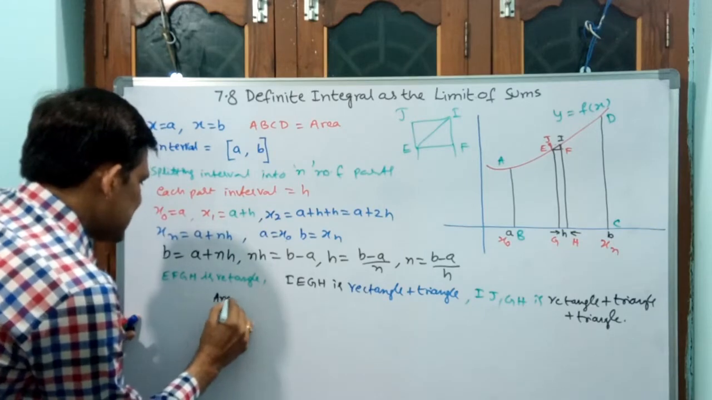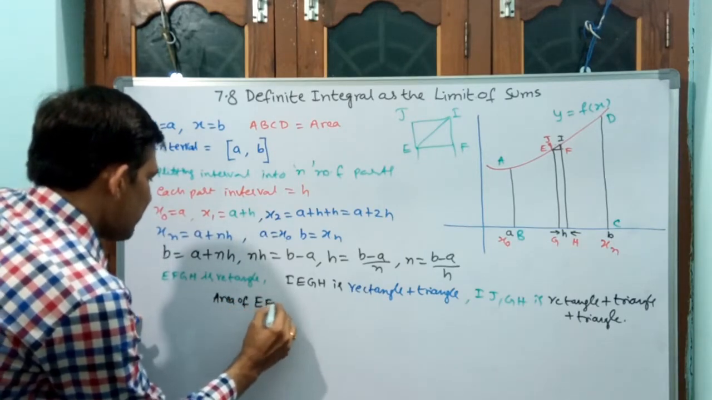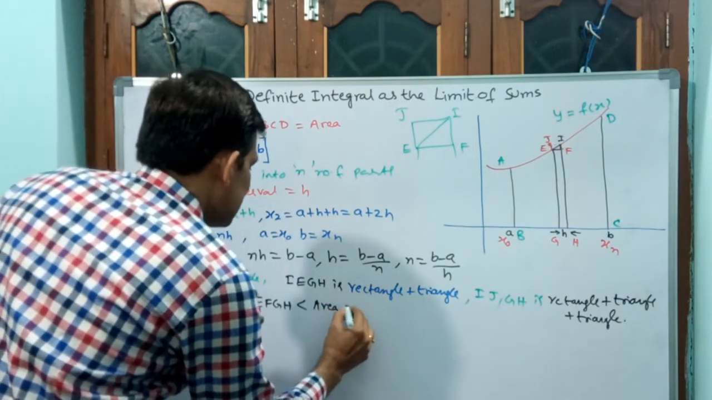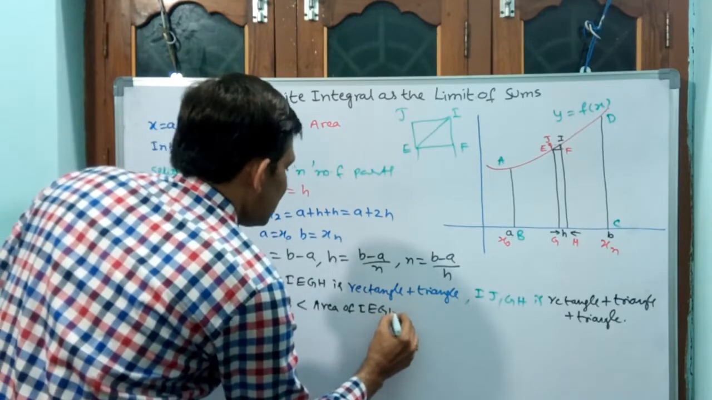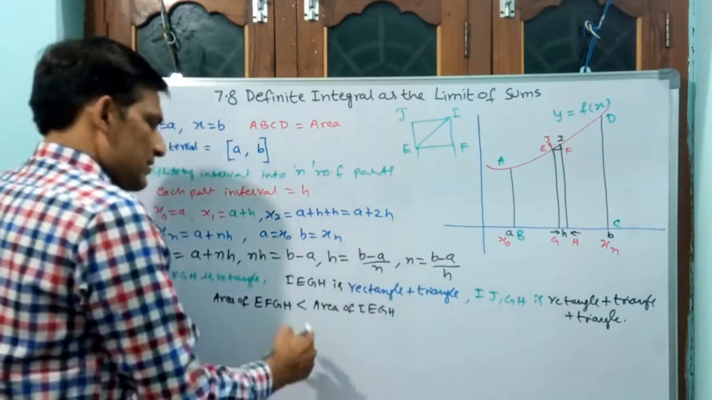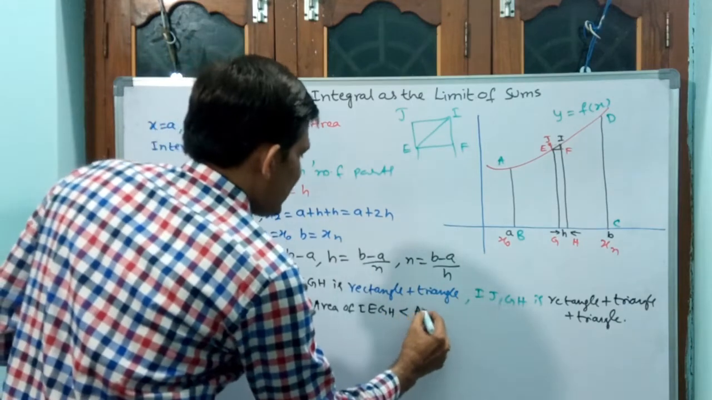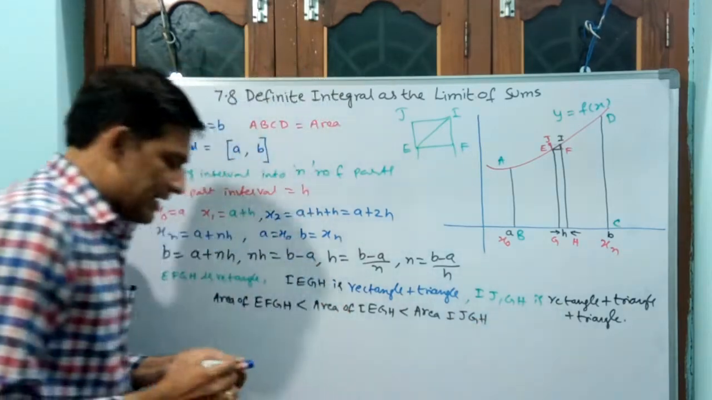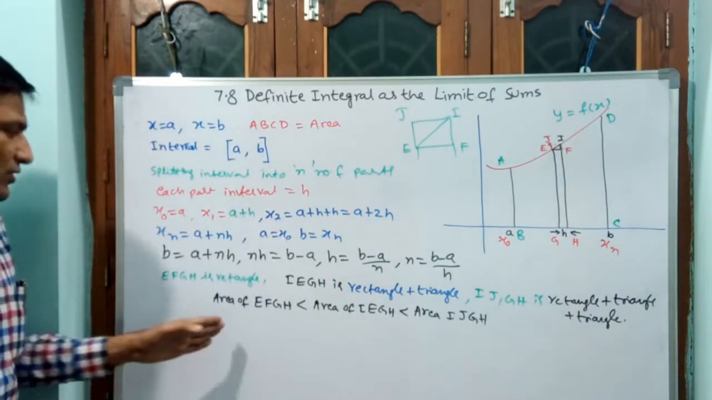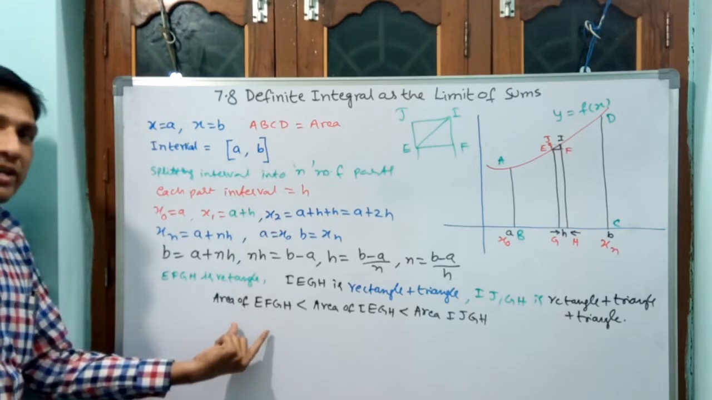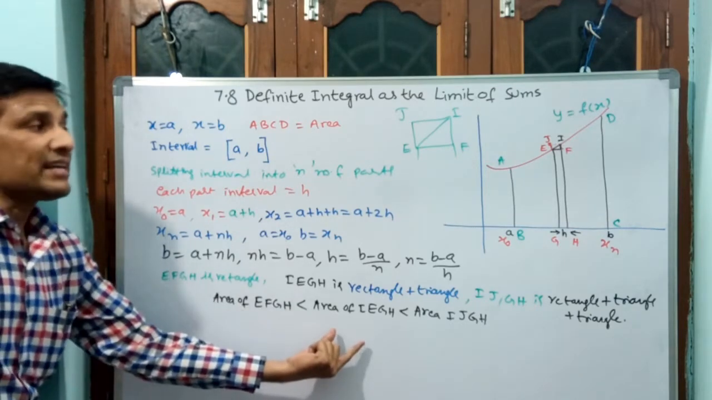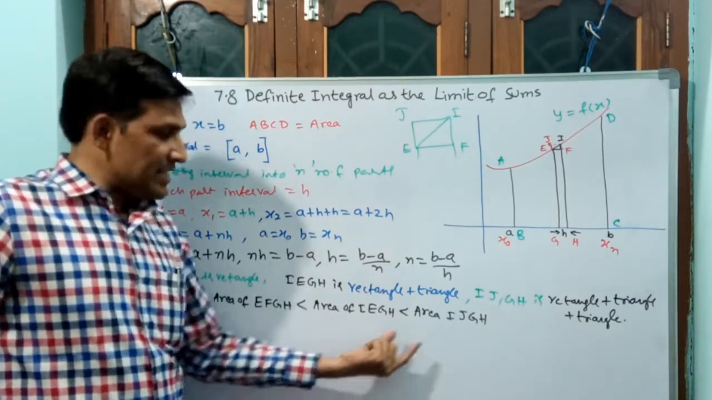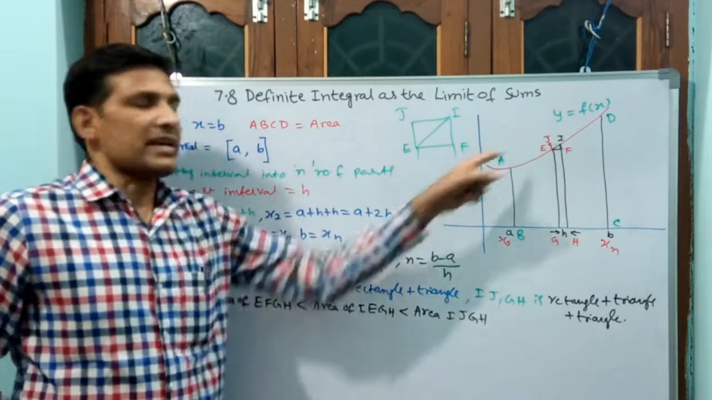Area of E F G H is less than area of I E G H. Is it correct? I E G H, yes, correct. This is also less than area of I J G H. You understand now? Okay? This is exactly correct. Why? Because the area of only a rectangle is always less than the area of that same rectangle plus a triangle. The area of rectangle plus triangle is less than the area of the same rectangle plus another triangle.